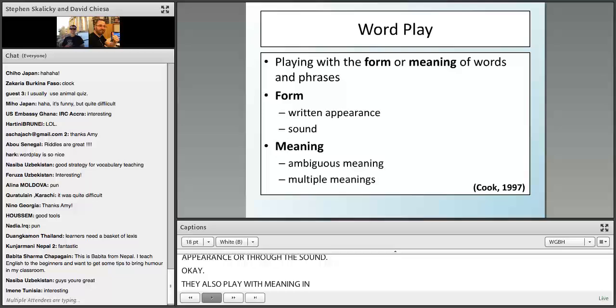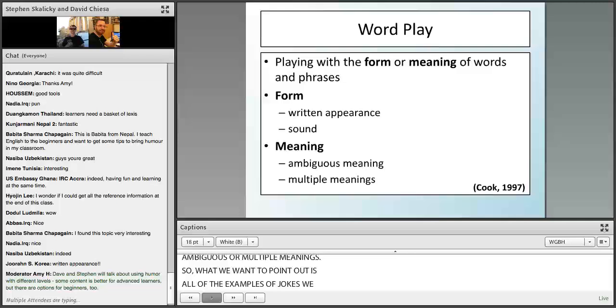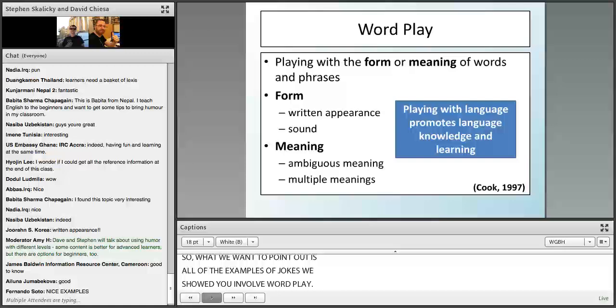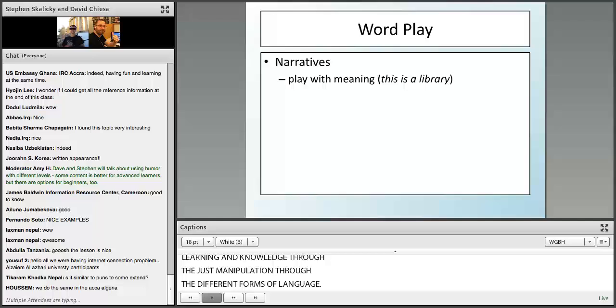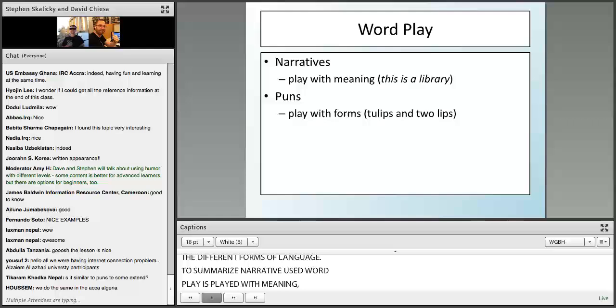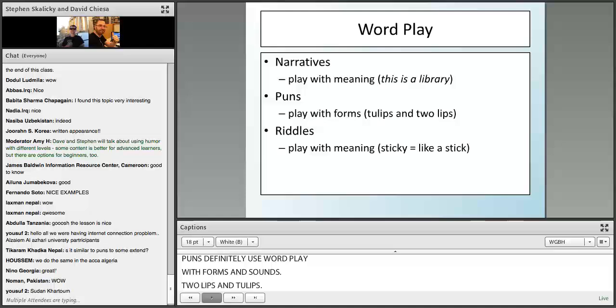So what we want to point out is that all of the examples of jokes that we just showed you involve wordplay. And wordplay can promote language learning and knowledge through the manipulation of different forms of language. Just to summarize, narratives used wordplay. It played with the meaning of this is a library. What did the librarian mean, right? Puns definitely use wordplay with forms and sounds, right? Tulips and tulips. And then finally, riddles play with meaning and form, really sticky like a stick.